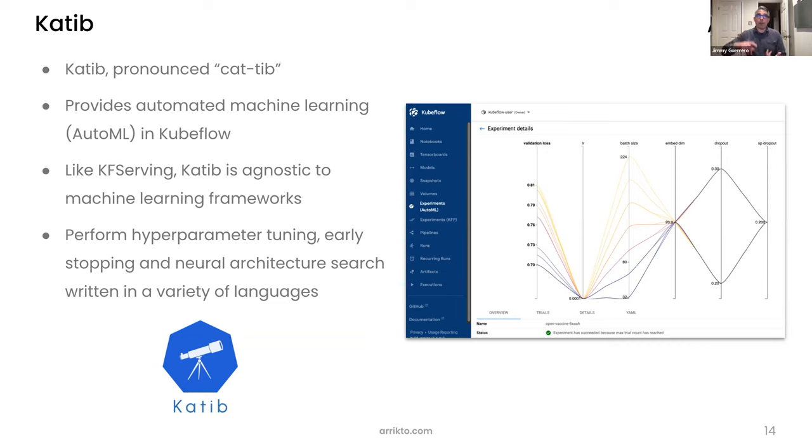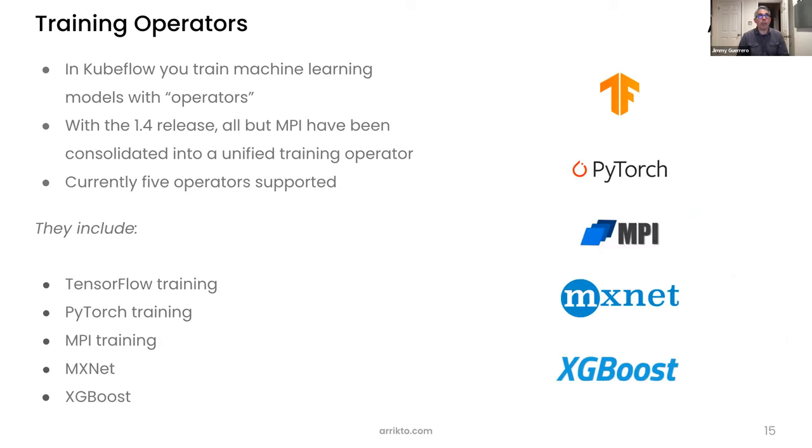The idea here is that you want to do hyperparameter tuning, early stopping, neural architecture search in whatever language you want to work in. You want to be able to do that inside of Kubeflow using the Katib component. You can see we're doing all these things, and I've never actually left Kubeflow. I'm still inside of the interface.